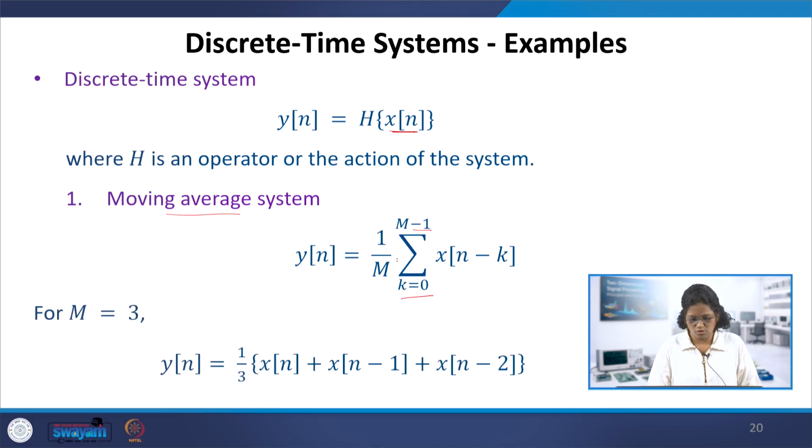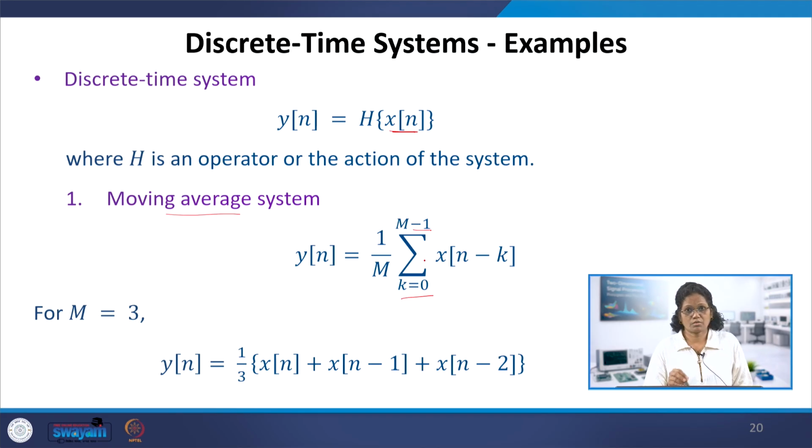For example, if M equal to 3, then the equation becomes y of n equal to 1 by 3, times x of n for k equal to 0, plus x of n minus 1 for k equal to 1, plus x of n minus 2. It takes 3 samples: the present sample, the previous one, and x of n minus 2. Add the 3 samples and average. As the signal comes in, 3 samples are taken and averaged, then the window is slid, and another 3 samples are taken and averaged, and so on.